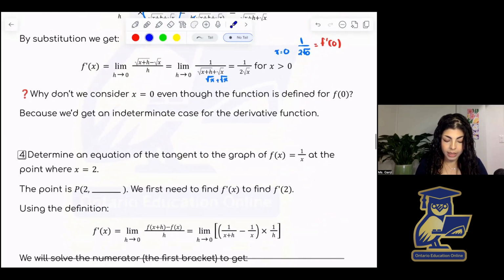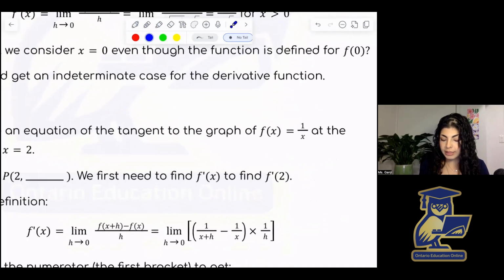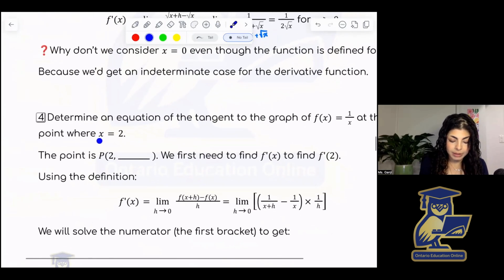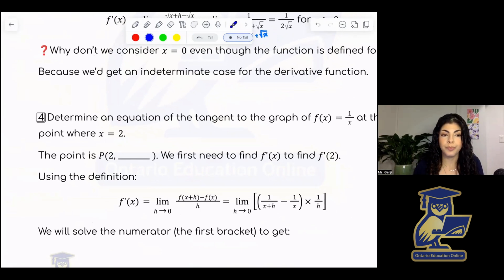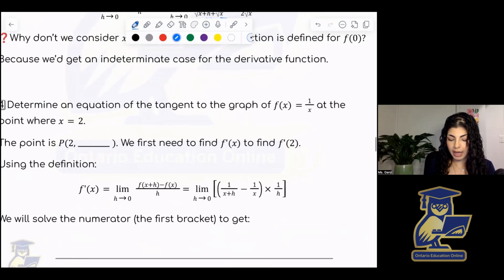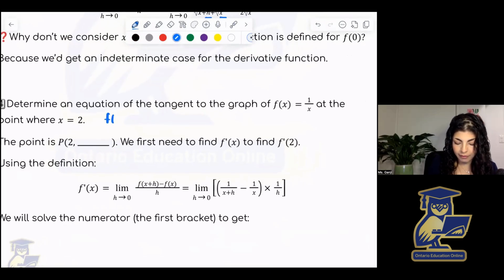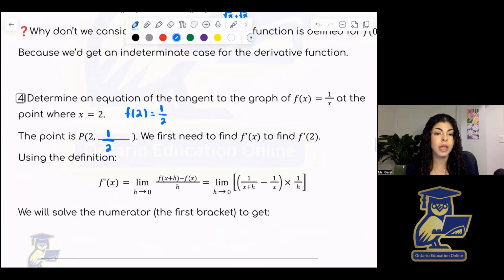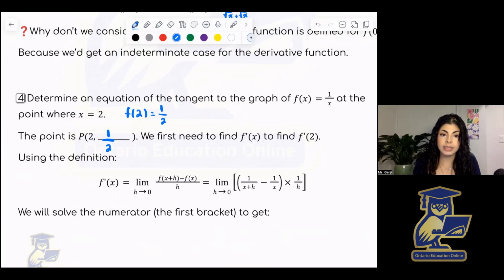Now, our next example, we're asked to find the equation of the tangent to the graph of f of x is 1 over x. And now we have a specific point again at x is equal to 2. So first, consider the point P. Given our function f of x, we have f of 2 is 1 over 2. So our point is 2 and then a half. And we want to find f prime of x at x is equal to 2.